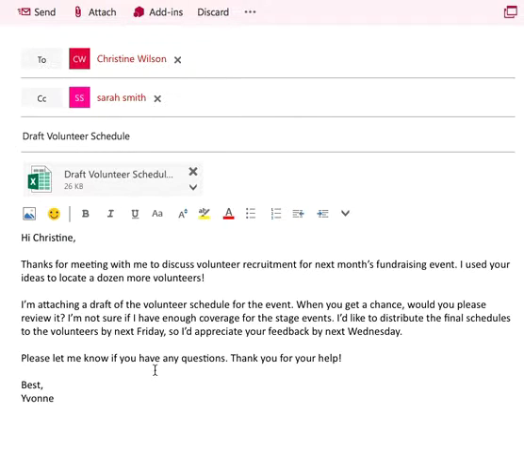In this case, the content and the action of the emails are directed towards Christine, but Sarah, perhaps another event organizer, perhaps a supervisor, might also need to see this email and the attachment. So therefore, because Sarah isn't the target reader, but is somebody who should probably be aware that this communication is happening, she is added on that CC line. As you compose your own emails, consider who else might need to be notified and CC them on the email.